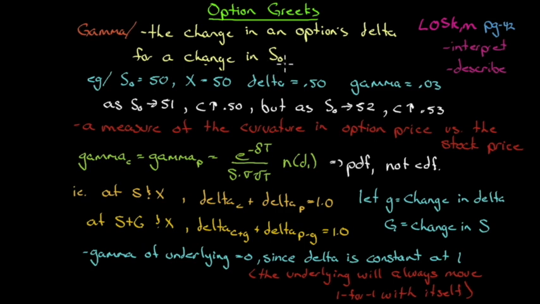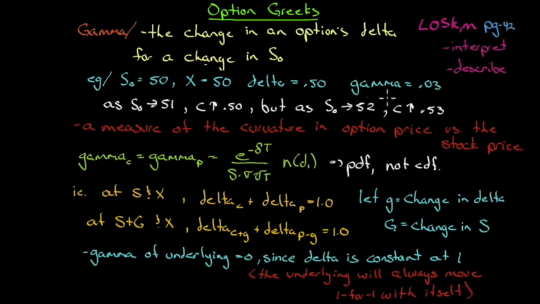Remember, delta was a change in the call price for a change in the underlying. Gamma is a change in the option's delta for a change in the price of the underlying. So as an example here, let's say the stock is $50. We have a strike price of 50. We observe a delta of 0.5, which we should. This is an at-the-money option. Delta should be 0.5. And let's say the gamma is 0.03.